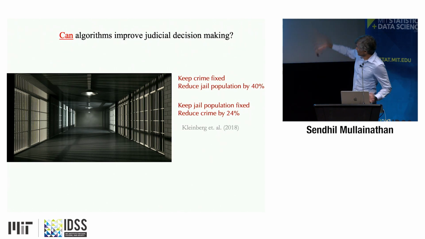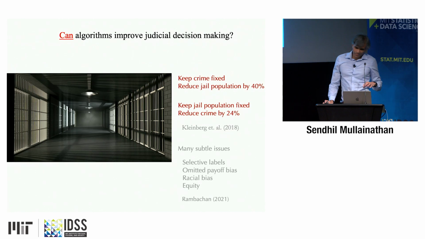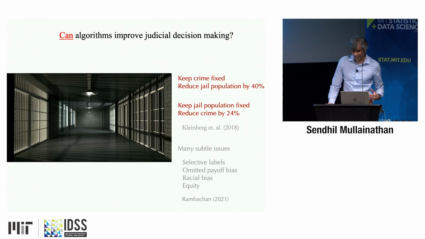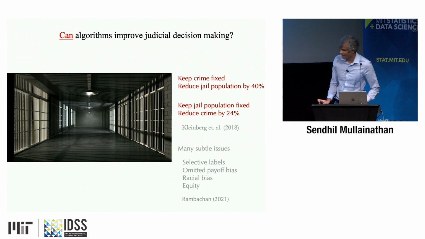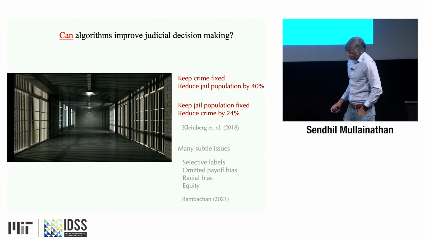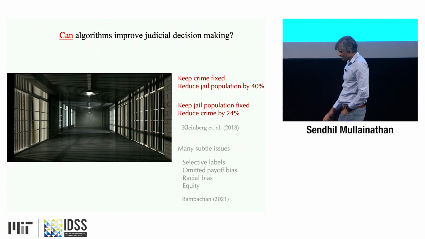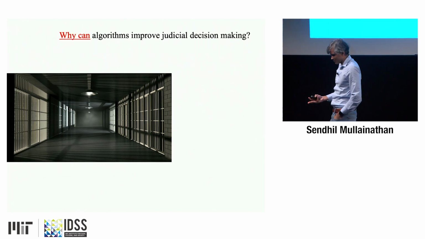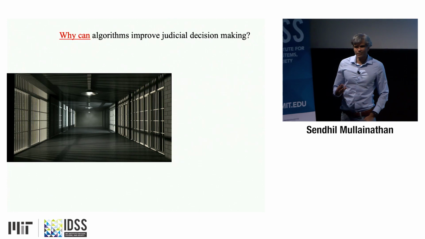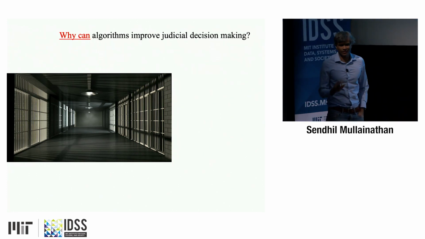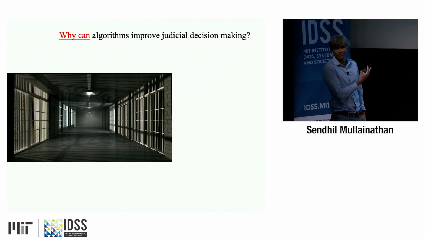There's a bunch of subtle issues here which I'm not going to go through, including issues like racial bias and equity, and that's what the body of work there dealt with. But what I want to talk about today is the scientific part. Assume for a minute judges are doing a bad job, just for the purposes of this talk. Well, as a behavioral scientist, part of what you want to ask is, wait, why can algorithms improve so much? What are judges getting wrong? What's going on in their psychology that is leading them to such gross errors, assuming you believe those numbers?